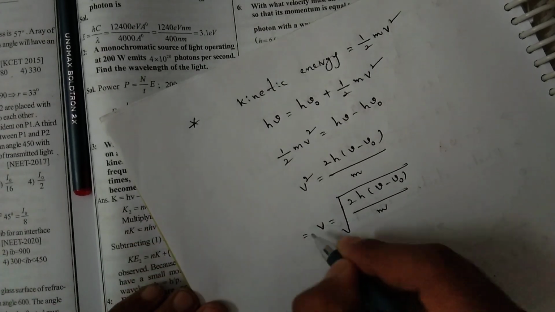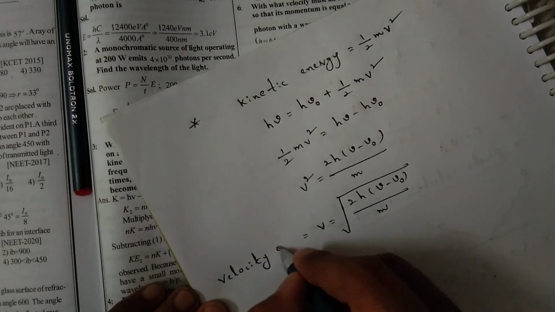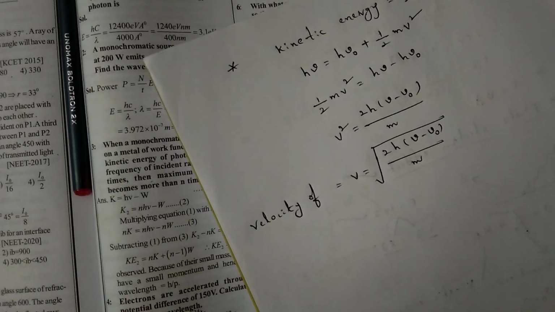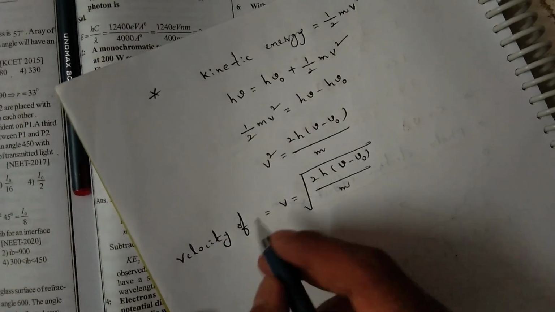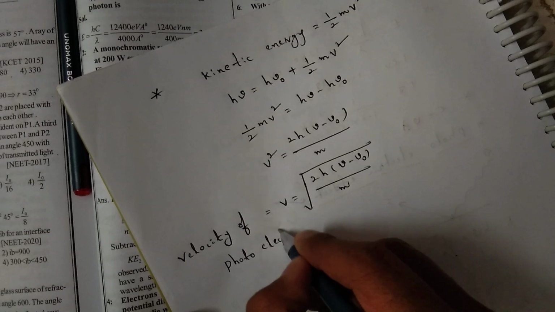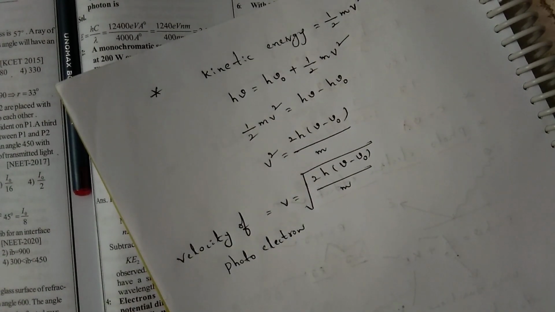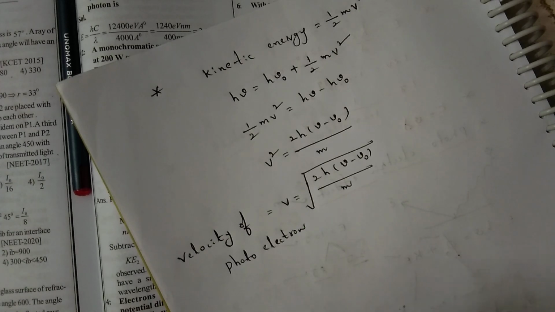This is the velocity of a photo electron. Velocity of photo electron. Okay, next point.